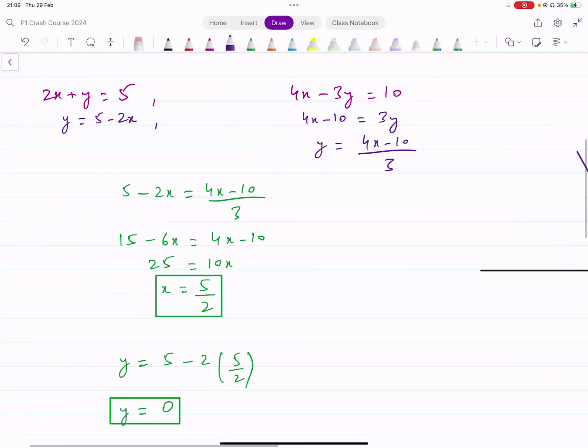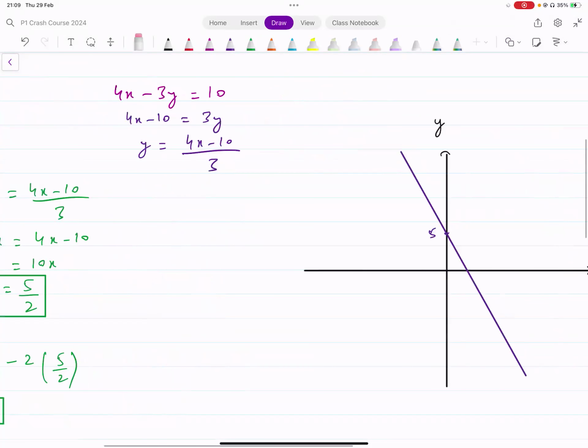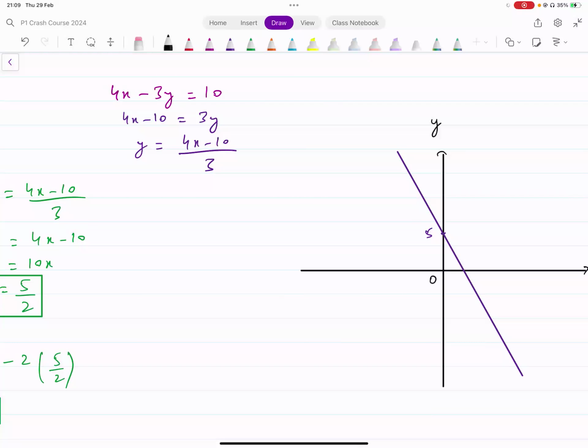This is the first one. It's going to look something like that. And the second one is going to look like this.